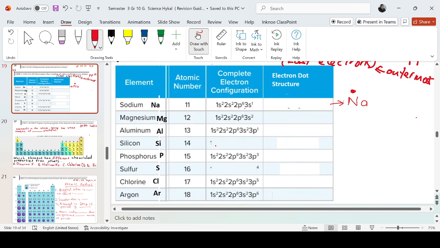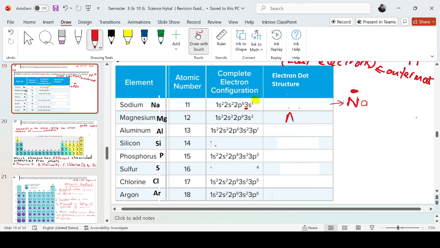The outside shell is number 3. So how many electrons are there? It's 1. Only 1. So what is the dot structure? When we do the electron dot structure, you only write the symbol, it's sodium. We show the outside electrons only. We don't show the inside electrons. So how many electrons outside? It's 1. Let's come to magnesium.